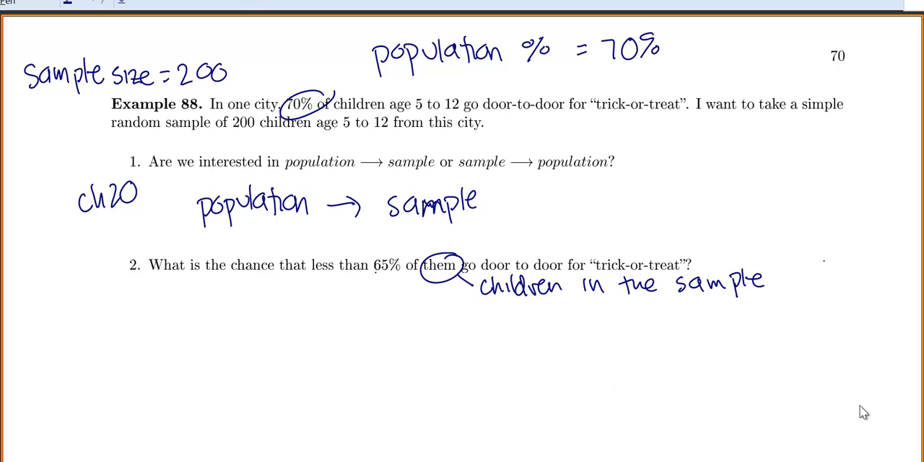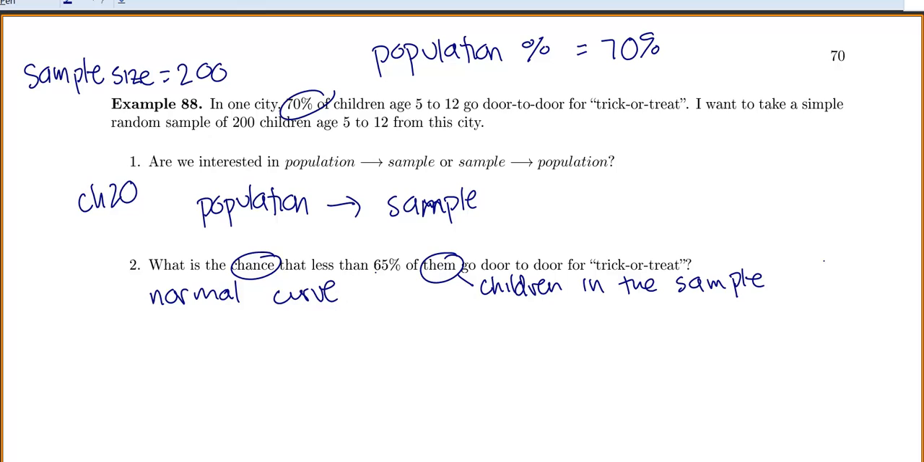Okay, so back to our problem. We're looking for a chance. As soon as you see percentages and populations and samples and chances, the only time we did chances was in chapter 20. So that would be another clue that we're doing chapter 20 things. Also, as soon as you see chance, you should know that you're going to have to use the normal curve, because that's the only way we've learned how to do chances for things like this with percentages and populations and samples.